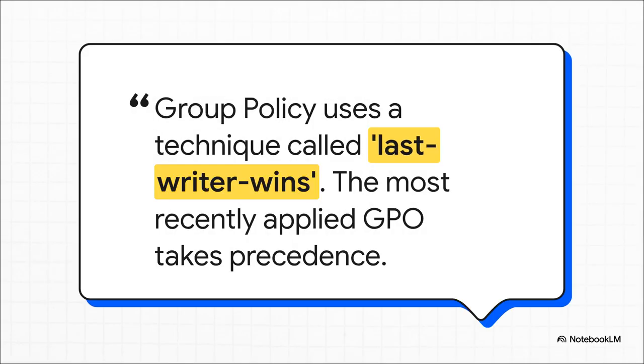Now, the official technical term for this is last writer wins, and it makes perfect sense, right? Because that OU policy is applied last in that whole hierarchy we just talked about. It gets the final say. It literally just writes over any of the previous more general settings.